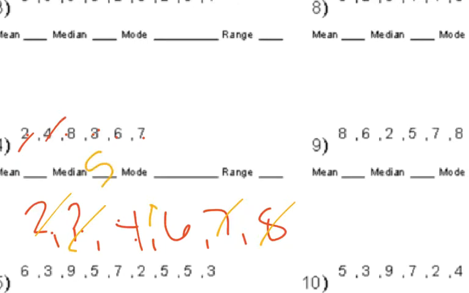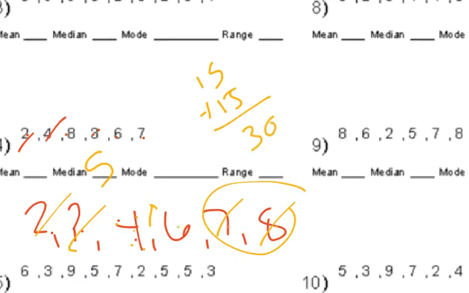Hey diddle diddle, the median's the middle. You add and divide for the mean. So 2 plus 3 is 5, 6, 7, 8, 9. 9 plus 6 is going to be 15. 15, and then those two numbers equals 15. So 15 plus 15 I know is 30. There's 1, 2, 3, 4, 5, 6 numbers. So 30 divided by 6 is going to be 5.